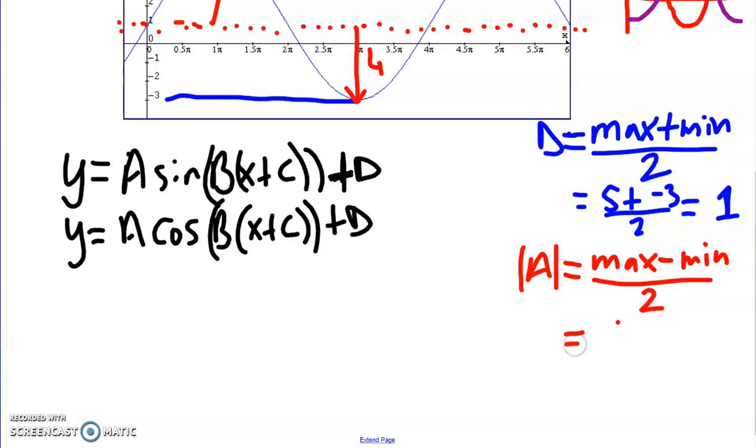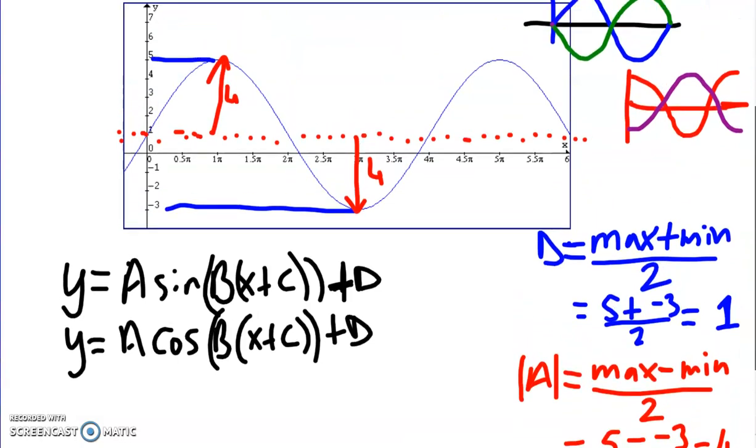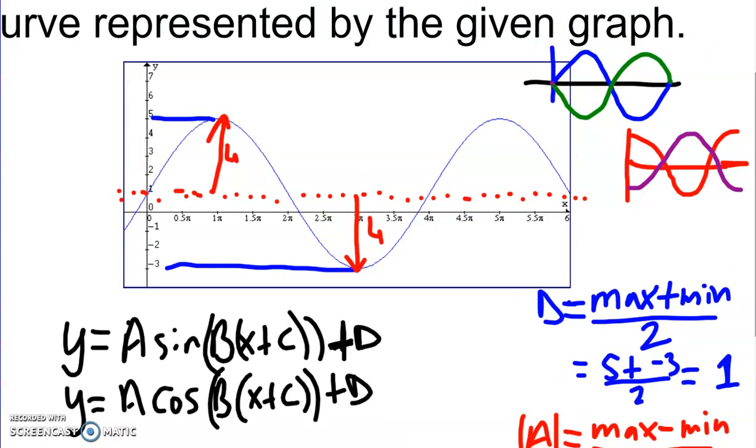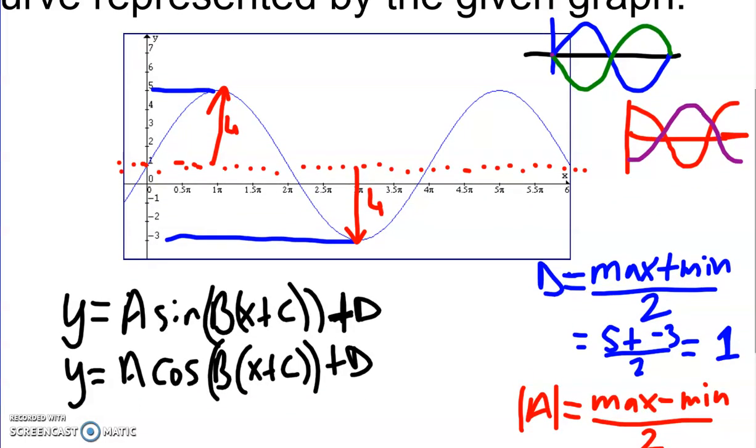So your maximum here was 5, minus your minimum, which is -3, and divided by 2. So that's 5 plus 3, which is 8, divided by 2, which is equal to 4. So your amplitude is maximum minus minimum, divided by 2. Now the amplitude, like I showed you before, is going to depend on whether you want a negative reflection type of graph or a positive one that matches more like your parent function.